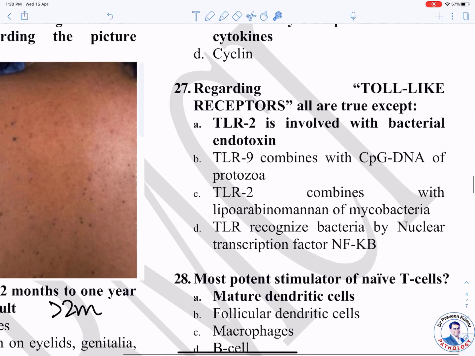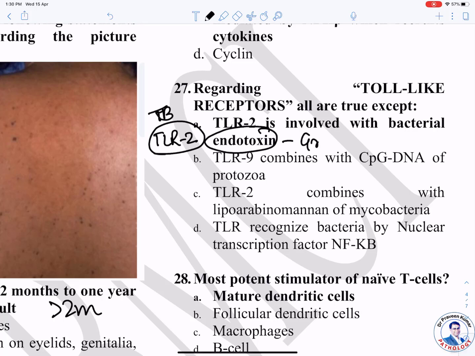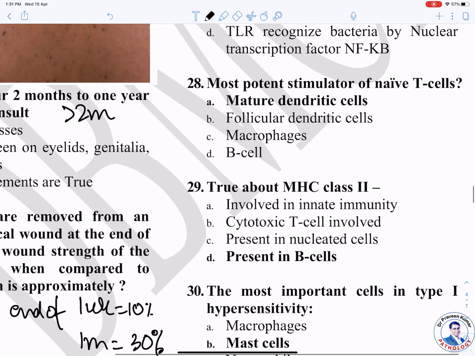27, some of you have made a mistake here. So it is again the TLR. I gave a simple mnemonic, TLR type 2 for a 2-letter word TB. Remember? And remember, endotoxin comes from gram negative, and for gram negative it was TLR type 4. So definitely the answer is A. It is not true. Okay, the question was except, remember, which you're not seeing here. Therefore the answer is A. The answer is A here.